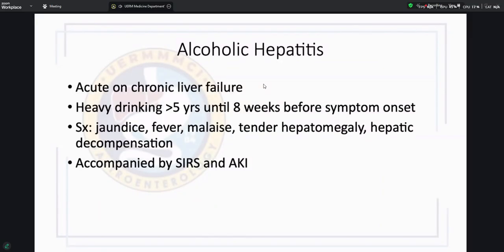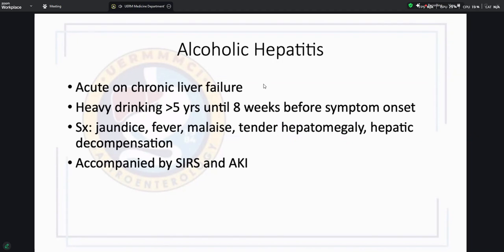Alcoholic hepatitis is an acute inflammatory liver injury caused by chronic and excessive alcohol consumption. Patients with alcoholic hepatitis have been drinking heavily, typically for more than 5 years and at least 8 weeks before the onset of symptoms. So this means that individuals can still have alcoholic hepatitis even if they have recently stopped drinking alcohol.